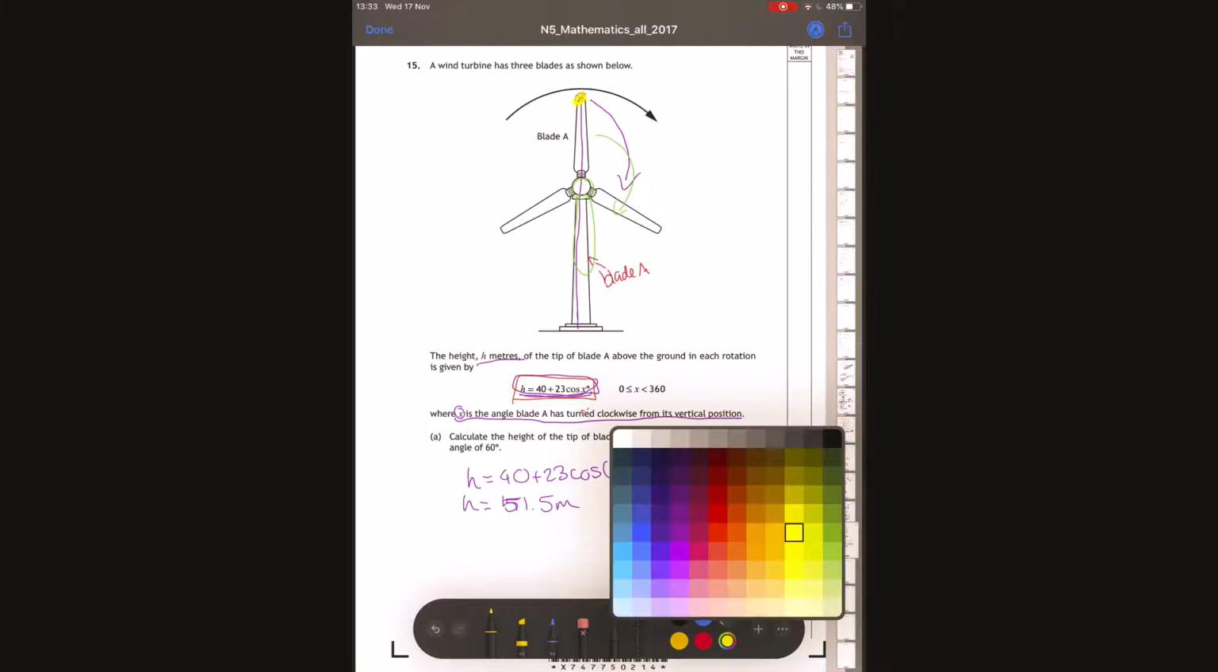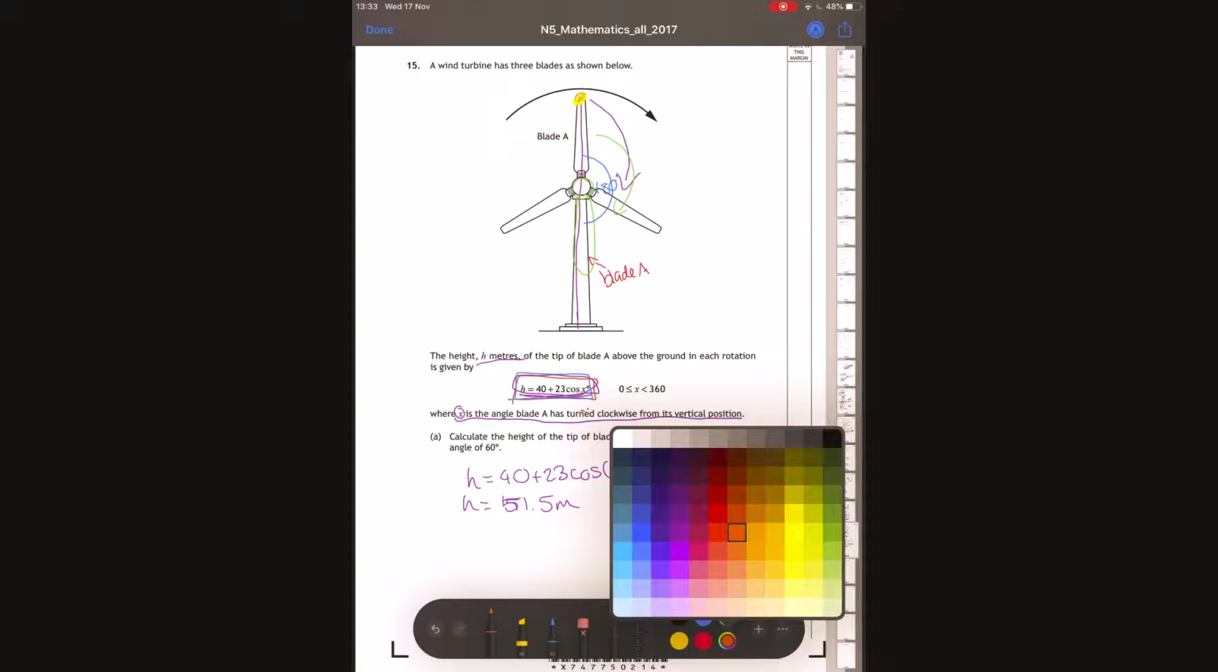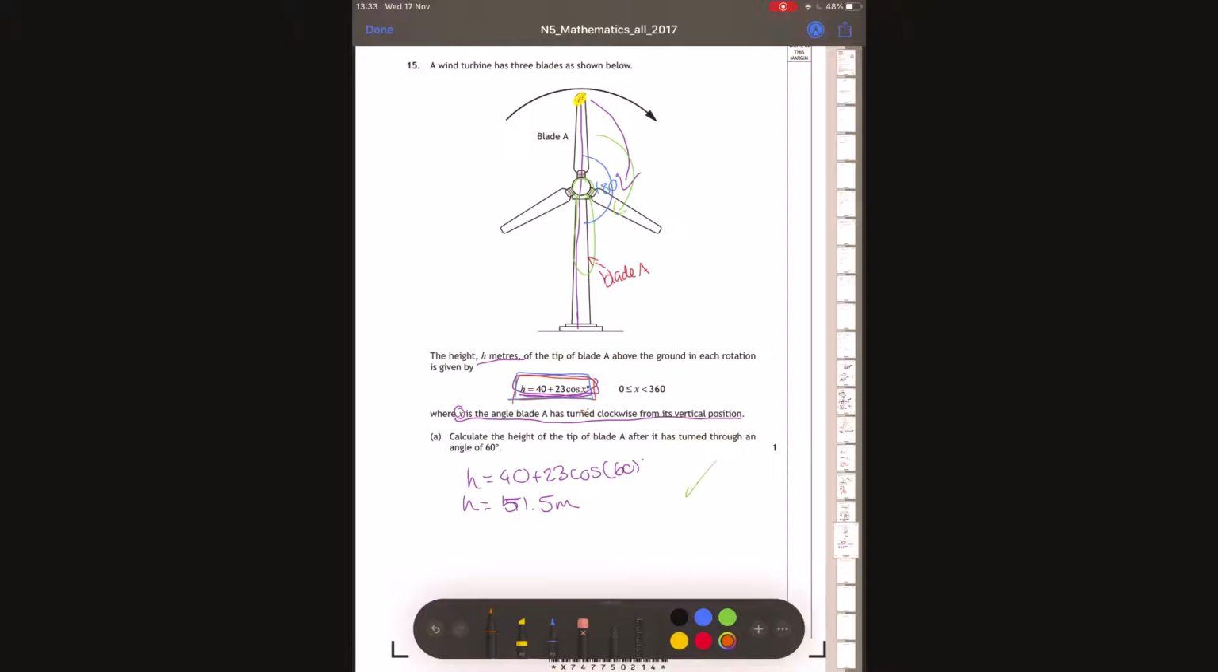So how do we calculate that? Well, we need an angle to do that. So we ask ourselves, what's this angle? That's 180 degrees. And then we need to calculate the height, which we've been given a formula for. So we just use that again with this 180 degrees. I'm just going to write it beside it. So h is equal to 40 plus 23 cos of 180. H is equal to 17 meters.